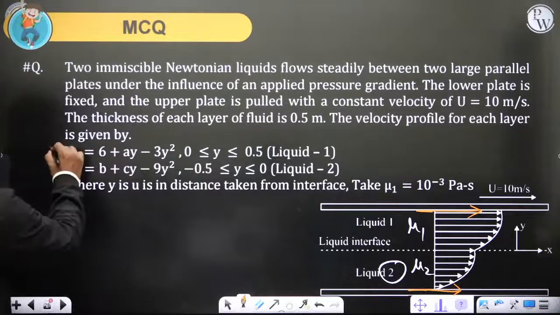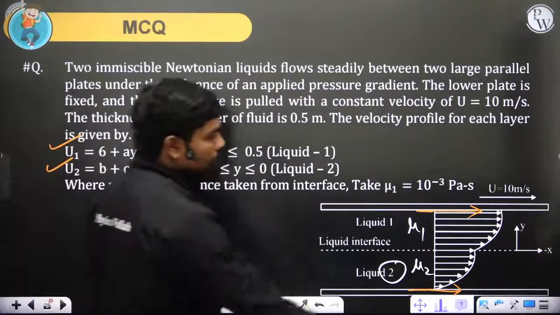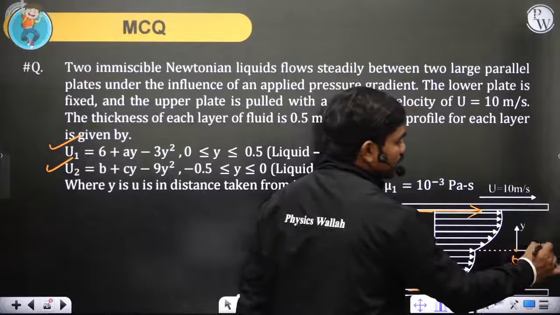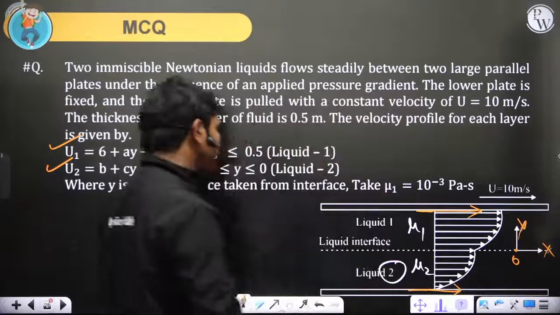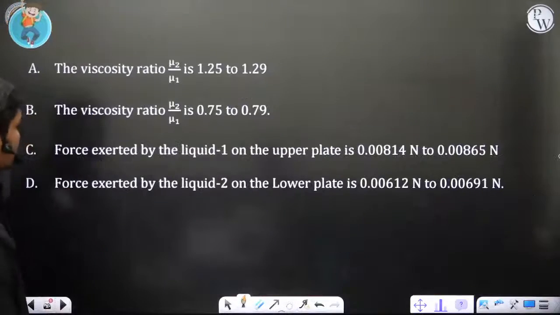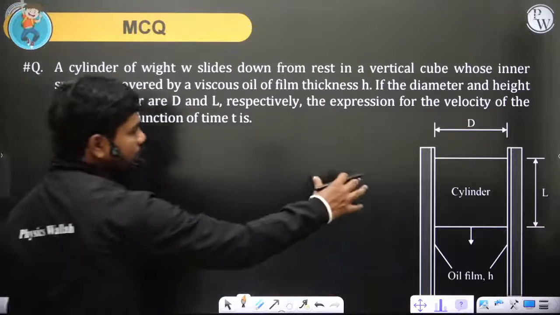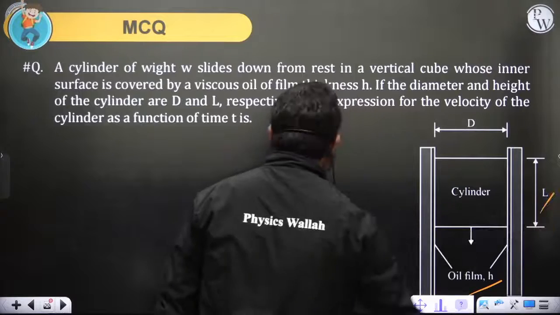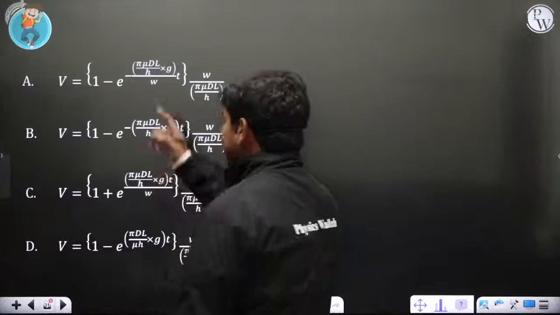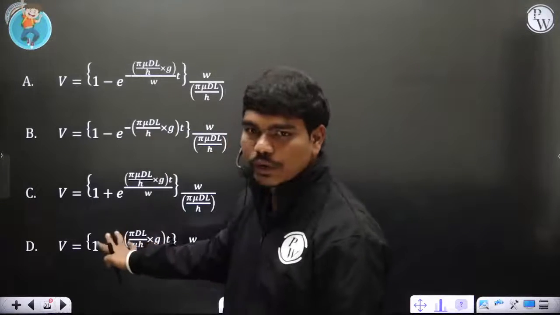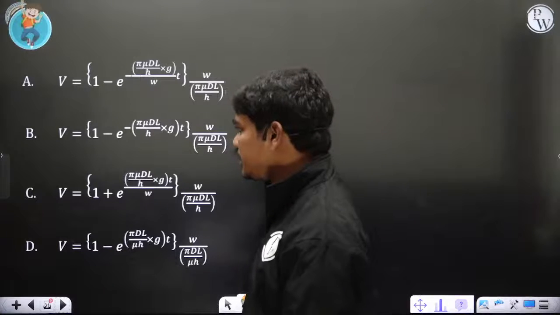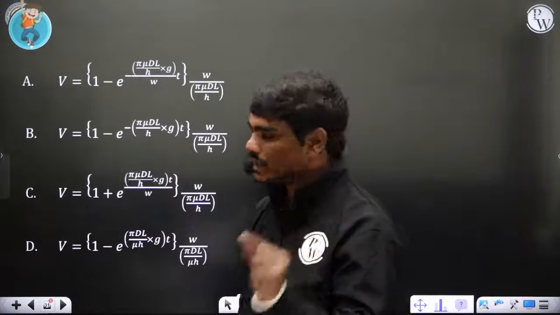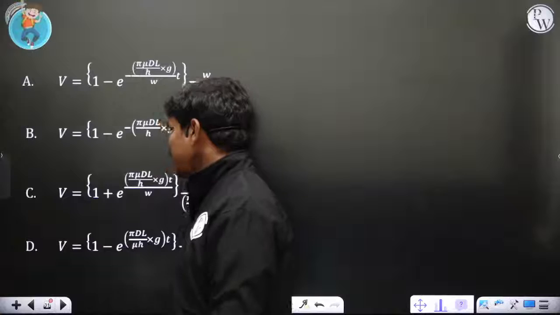Please try. I have given the velocity profiles in both the sections. The coordinate system I have taken here: this is 0, x, and this is y, obviously. And this is the second question. Basically there is a cylinder which is falling in a vertical channel of thickness h, and the length of the cylinder is L. Then what is the velocity? Don't get worried by looking at this expression. This question is very simple actually. You have to solve a single differential equation. That's it. So again, an easy question.